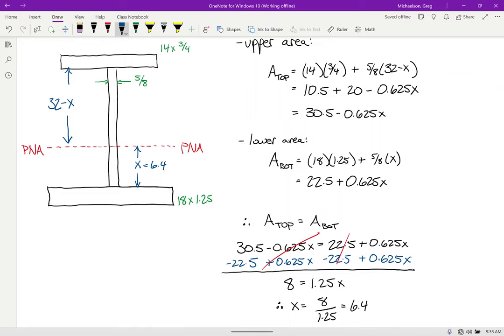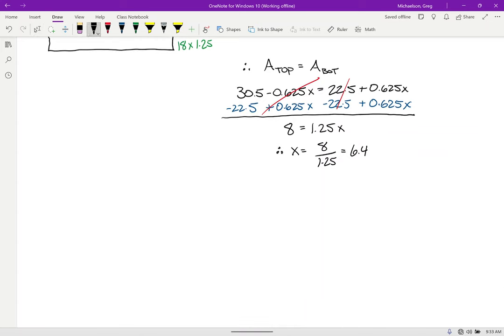Okay, now this is determining the location of the P and A, but this is not ZX. Okay, so let's determine ZX. By the way, what is 32 minus this? What is that? 25.6. Keep that number for me. All right, so now let's determine ZX.